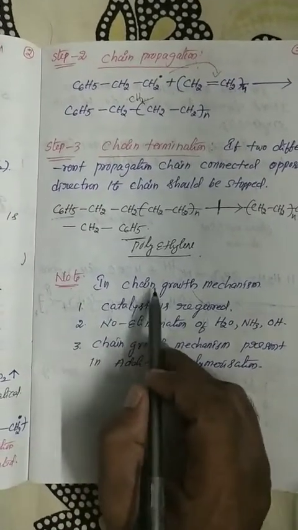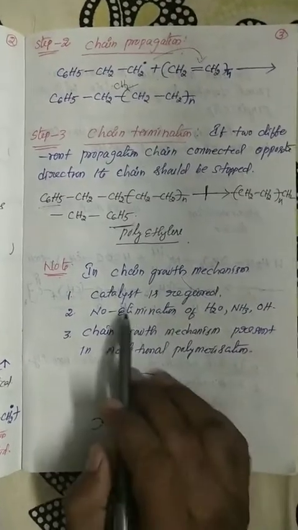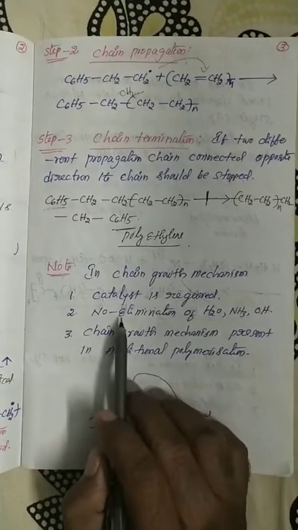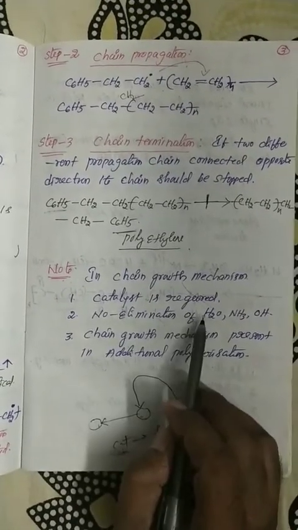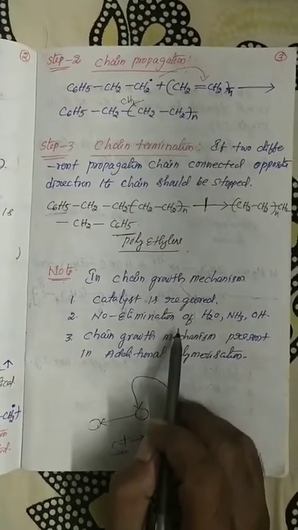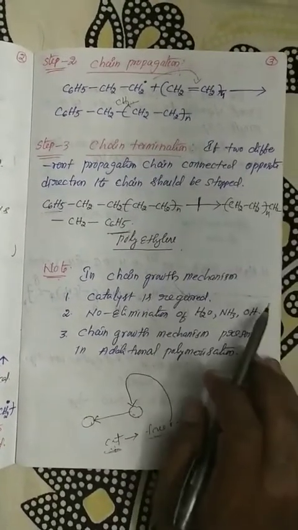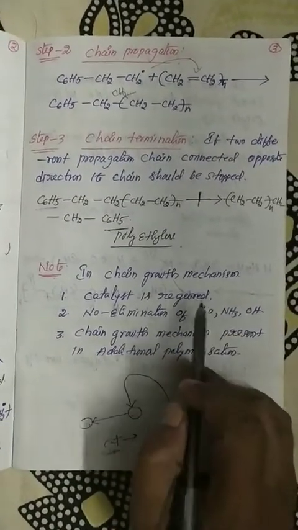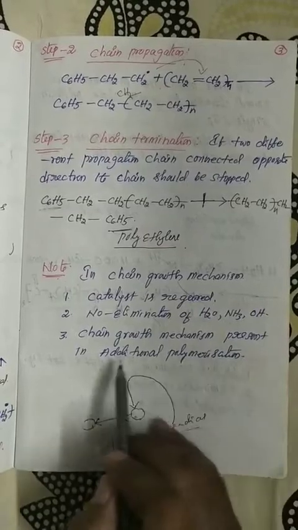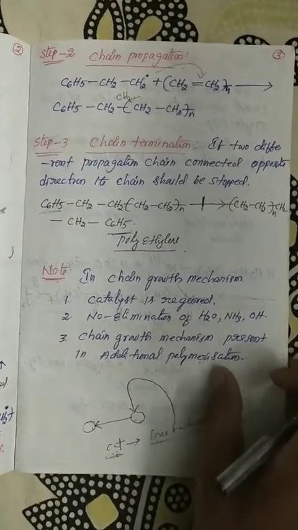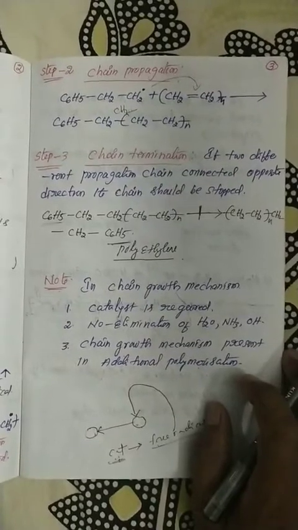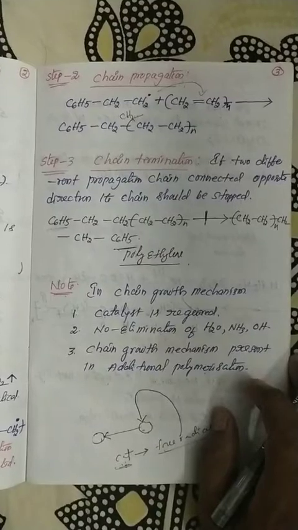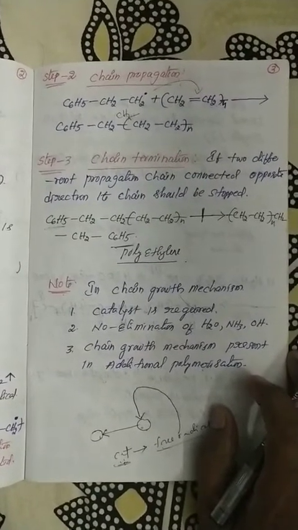Note here, in the chain growth mechanism, what steps are involved? Is a catalyst required, yes or no? Yes, definitely a catalyst is required, but there is no elimination. Why is elimination not there? Because this mechanism is involved in addition polymerization. I already discussed that in addition polymerization elimination is not there, and the chain growth mechanism is present in addition polymerization. So my dear students, this is an important mechanism. I hope you understood this video, especially the chain growth mechanism. The next video is on the step growth mechanism.